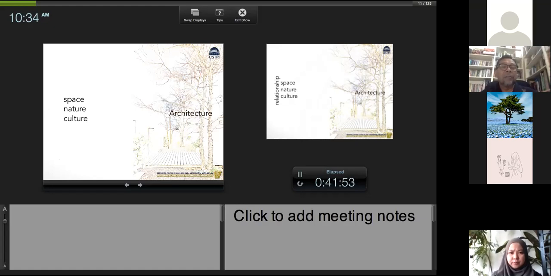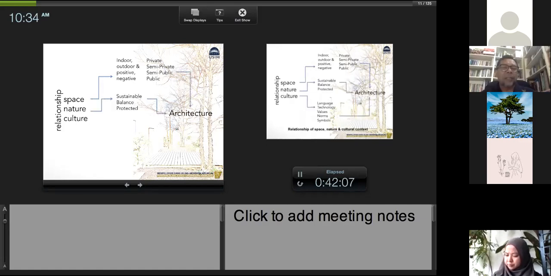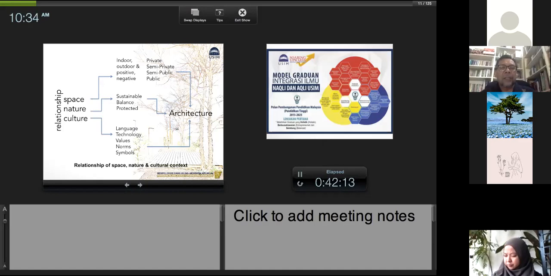Okay. So if I may relate space, nature, and culture, consider them like three components that can be standalone. But when you talk about architecture, there must be a relationship. There must be a consideration connecting one to another to create an architecture.